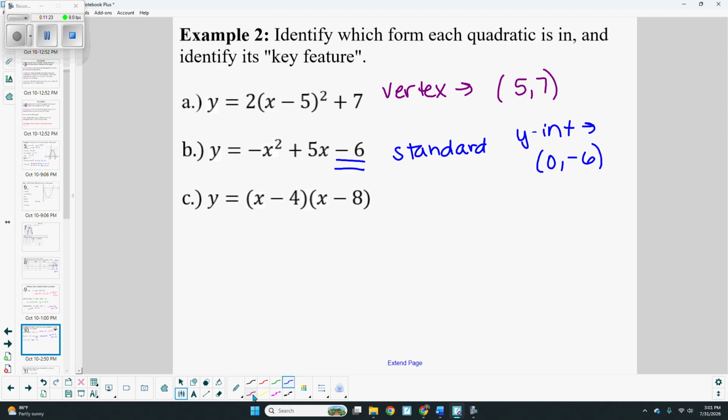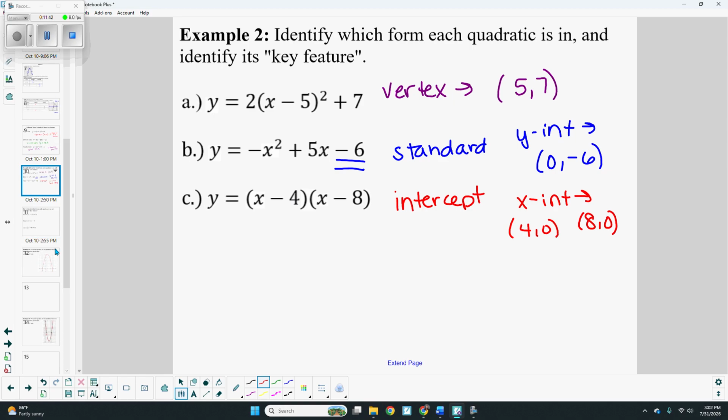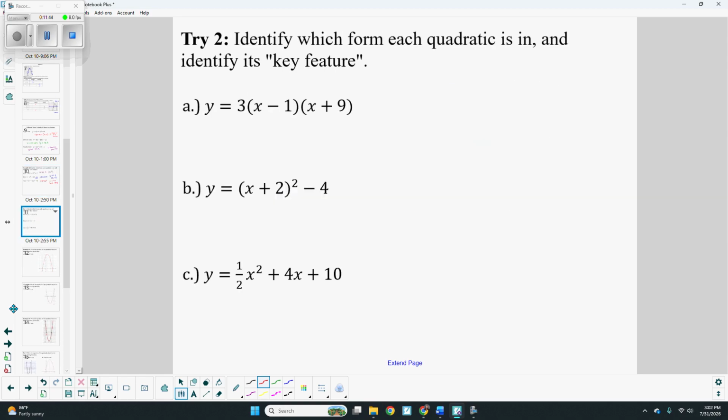And this last one is in intercept form. And it gives us the x-intercepts. So +4, 0 and +8, 0. So here's one for you to try. You can pause. The answers are on the blank notes on Google Classroom.